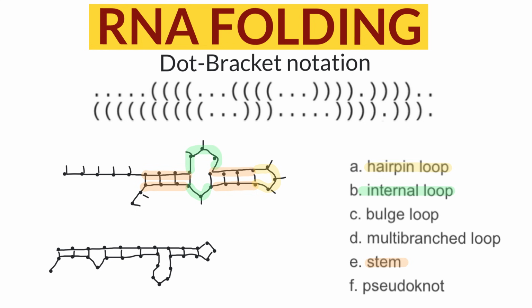And the structures we see here are going to be a hairpin loop. Then we have here 1, 2, 3 stems. And we have here a bulge loop, which is here and here.